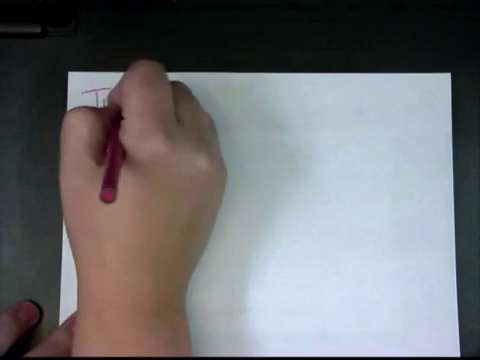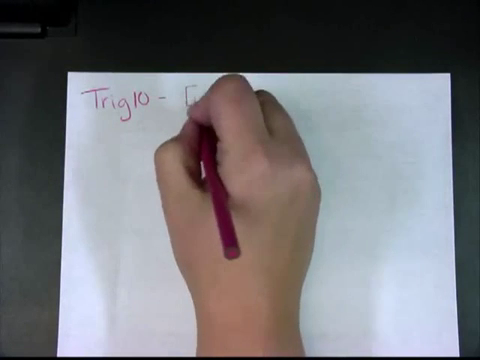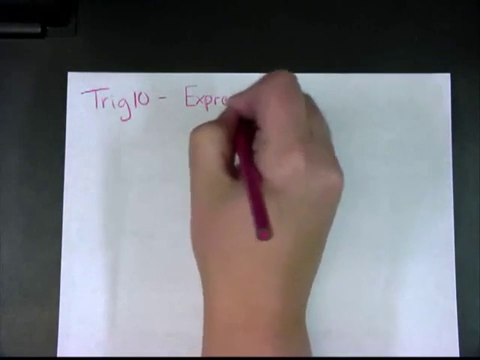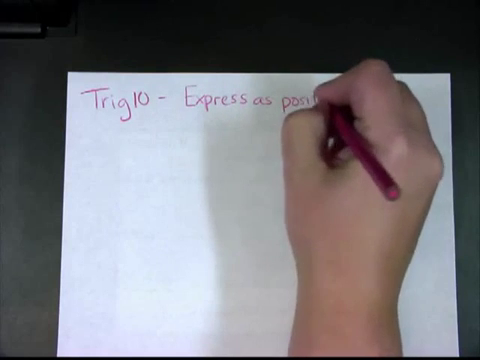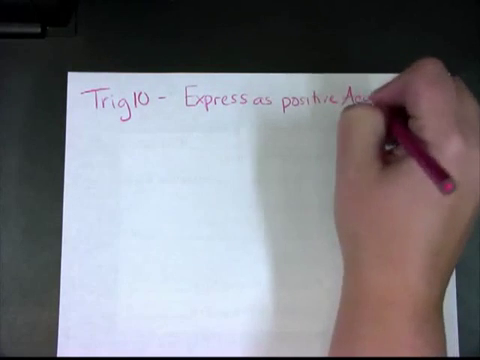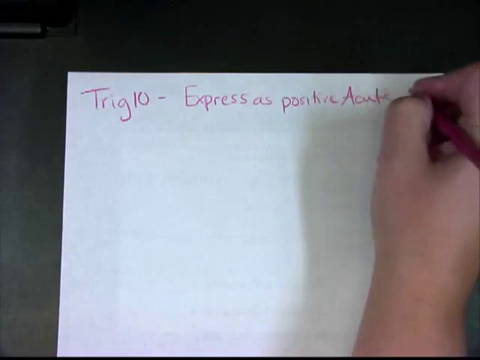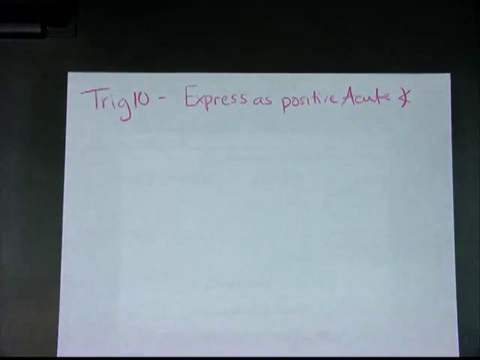All right, trig 10, which is the last section of the first part of trig. And what we're going to be doing is taking a value and expressing it as a positive acute angle.